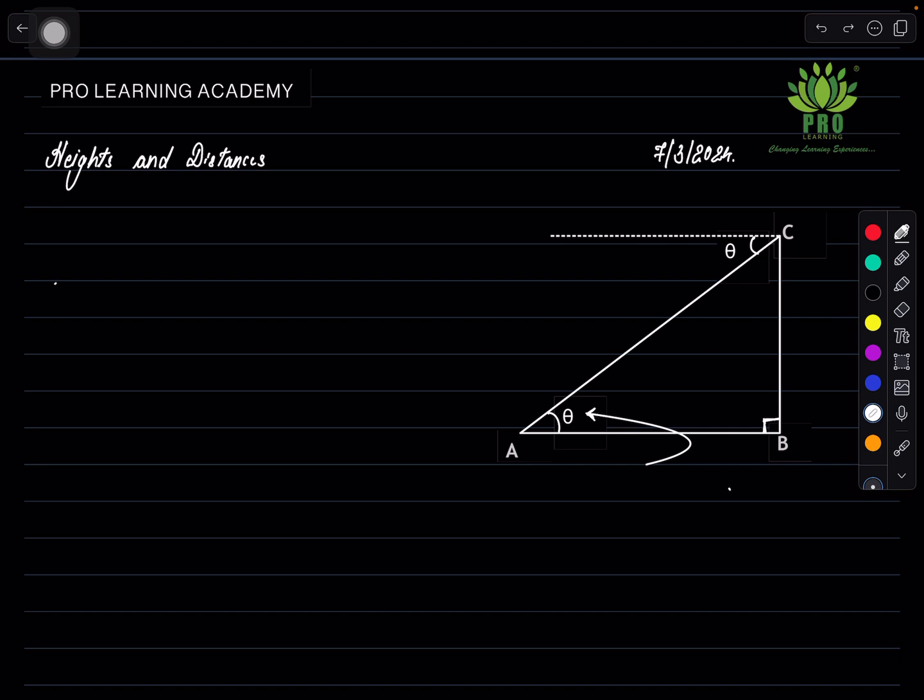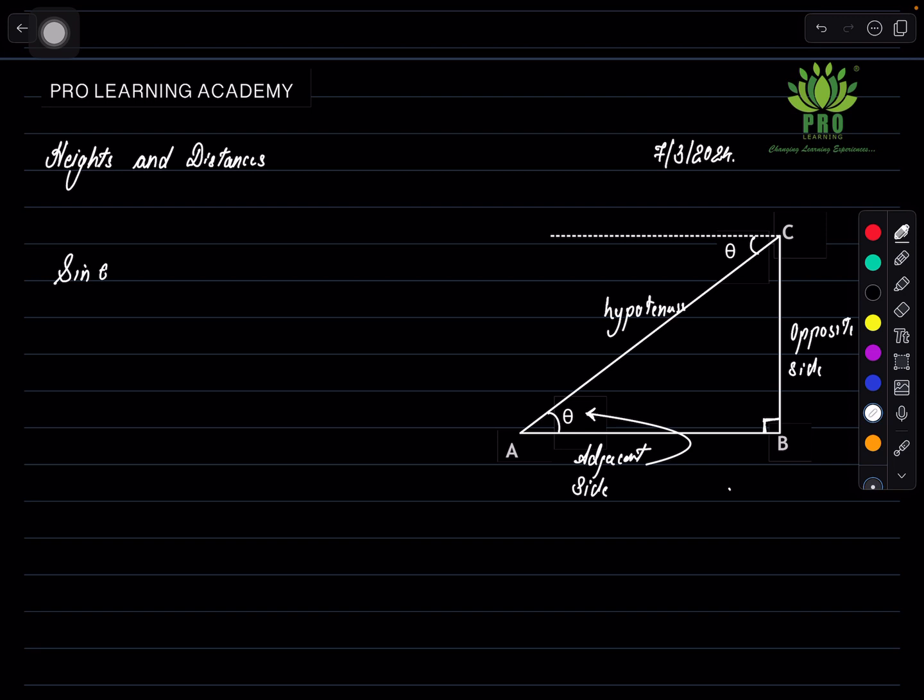So in this triangle, the adjacent side, which is the initial arm, AB, would be called the adjacent side. Side BC is our opposite side, and the side opposite to the 90 degree angle is the hypotenuse, which is always the largest side.